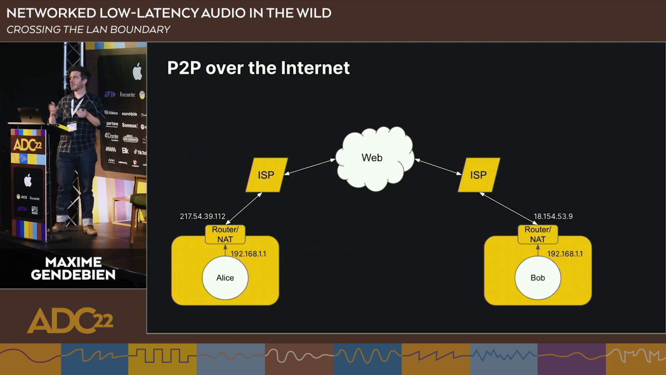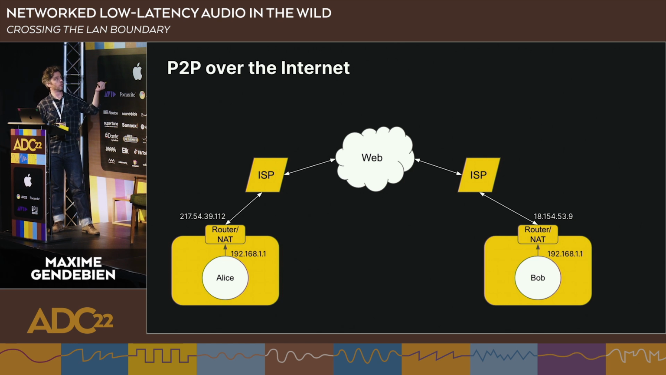So the typical situation is this, right? We have Alice, we have Bob. They both live on their LAN, their local network, their home router, home LAN. Their computer got a local IP from the DHCP server in their router, and the router itself has an external-facing interface which got a public IP from the ISP, right?